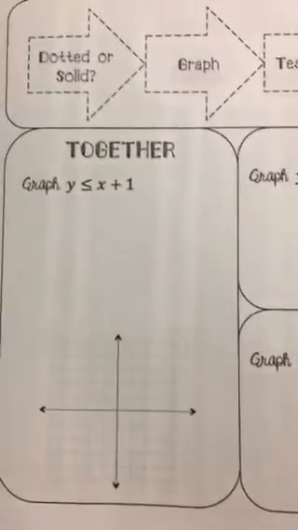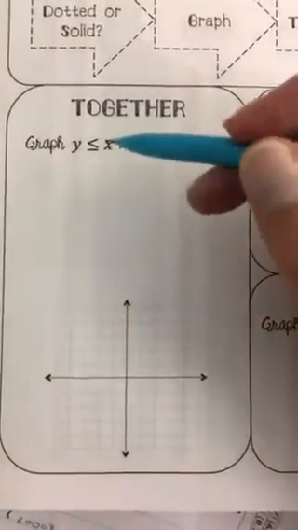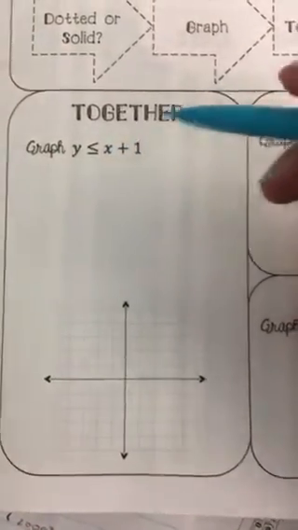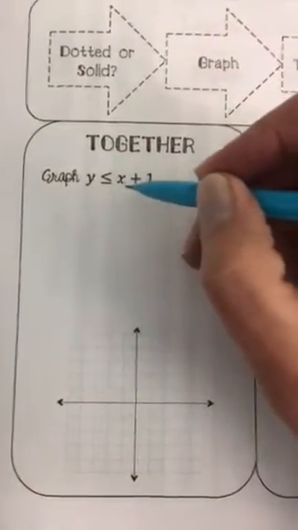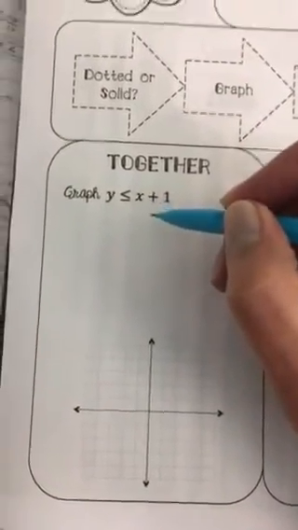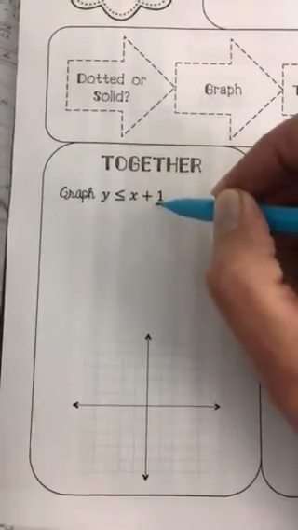All right, we are going to do this together. So we're going to graph y is less than or equal to x plus 1. We're going to graph this line since it's already in slope-intercept form. So this is telling us that our y-intercept is 1.